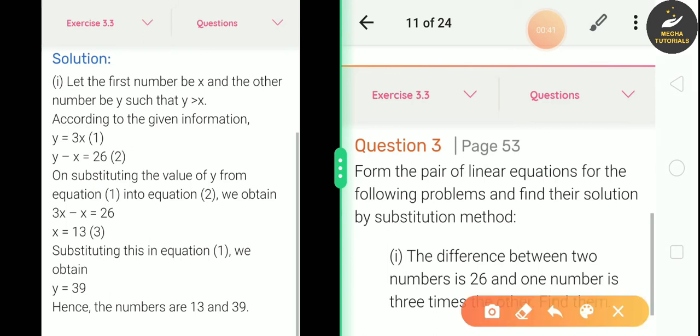So we can write y is equal to 3x. So equation 1 and equation 2. Substitute the value of y from equation 1 in equation 2. So we'll get 3x minus x is equal to 26. So 2x is equal to 26 and x is equal to 26 upon 2, that is 13. Substitute the value of x in equation 1. So we'll get y is equal to 3 into 13. So y is equal to 39. So the values of x and y are 13 and 39. Therefore the two numbers are 13 and 39.